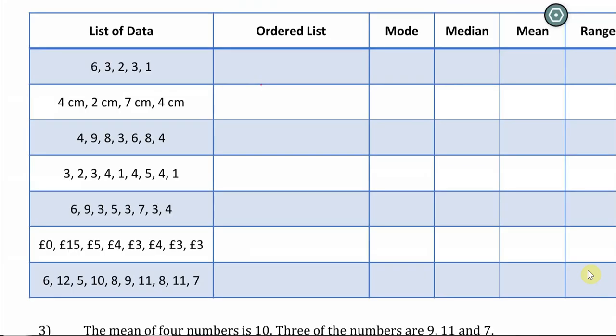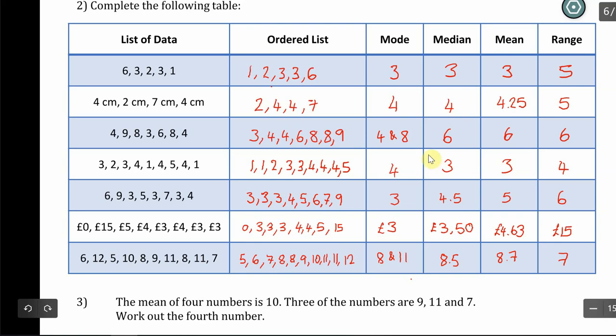Here are the answers to question 2. I guess the first couple of things to mention is that there are two sets of bimodal data here. So this set here and the bottom set both have two modes.